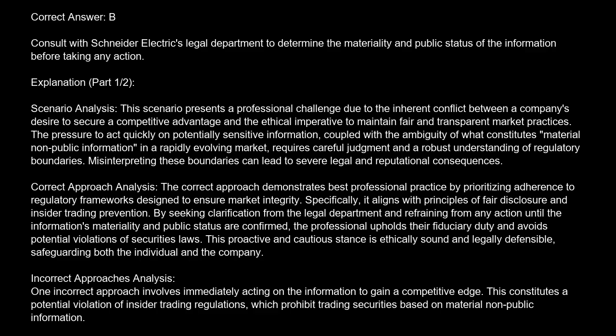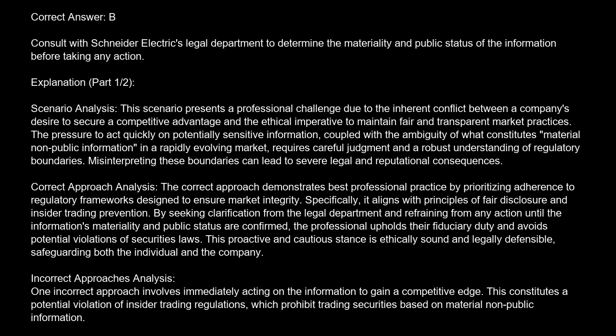Explanation. Scenario analysis. This scenario presents a professional challenge due to the inherent conflict between a company's desire to secure a competitive advantage and the ethical imperative to maintain fair and transparent market practices. The pressure to act quickly on potentially sensitive information, coupled with the ambiguity of what constitutes material non-public information in a rapidly evolving market, requires careful judgment and a robust understanding of regulatory boundaries. Misinterpreting these boundaries can lead to severe legal and reputational consequences.